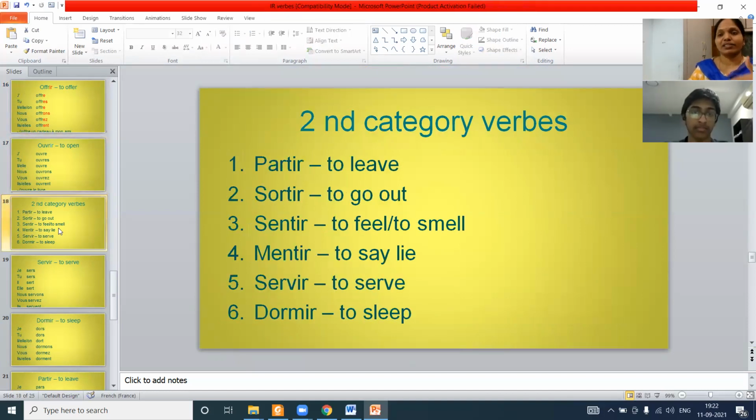Another category. See, the first category: ouvrir, offrir, souffrir, that one. And second category verbs, you will see: partir, sortir, sentir. These are all a little confusing the first time, Smaran, but as we keep reading they will come again. See, partir, to leave; sortir, to go out; sentir, to feel, to smell; mentir, to tell a lie; servir, to serve; dormir, to sleep. For example, servir is here, dormir is also here, partir here. Sortir, I will show.